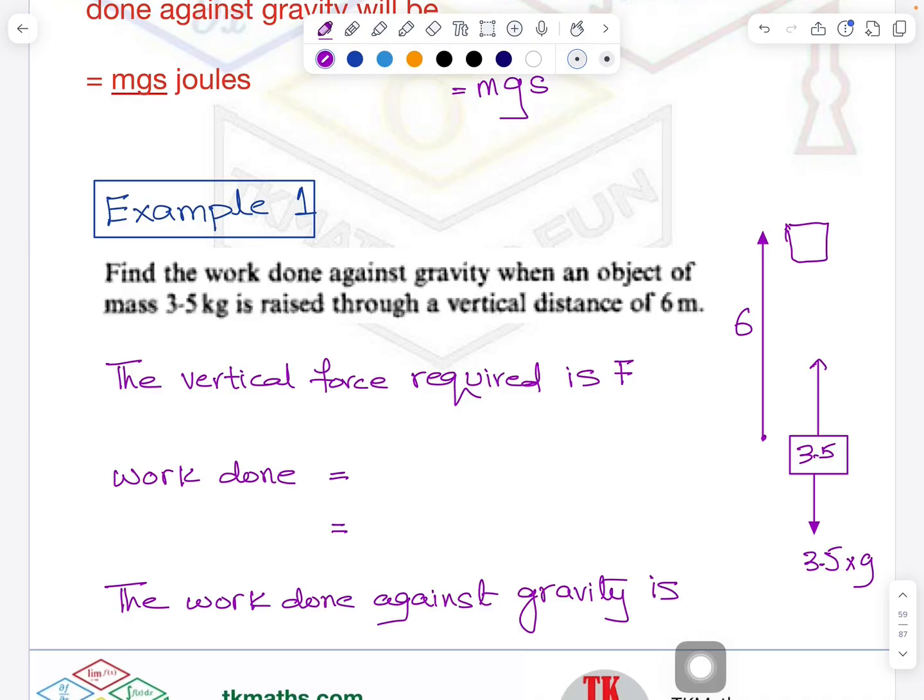So the vertical force required is F. And what is the work done? Work done is force into distance, displacement, and is equal to 3.5 g, because I'm talking about force, into 6. Let's pick up the calculator. So 3.5 into g into 6 is 205.8. And joules is represented by J. So the work done against gravity is 205.8 joules. Correct.